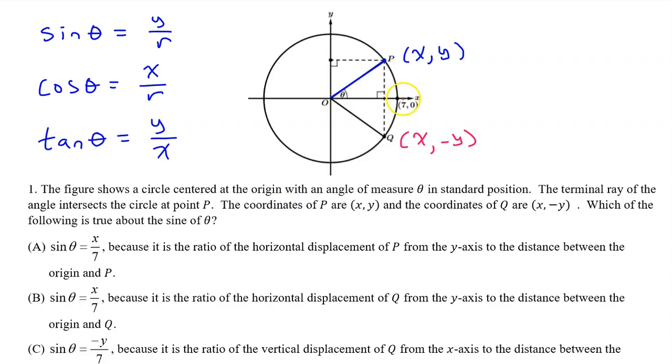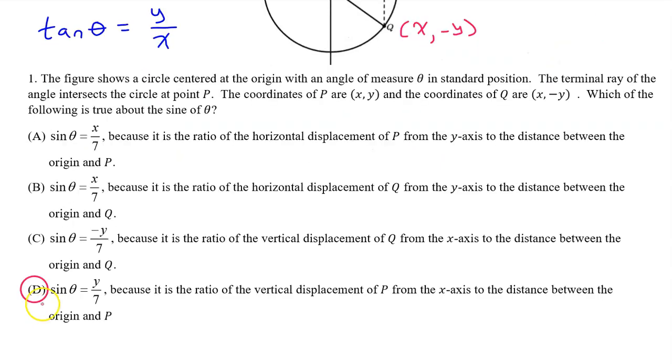First of all, because we are given this point 7, 0, we know that the radius of the circle is 7. So we know that the sine of theta will be y over 7. So the answer is D. Sine theta equals y over 7 because it is the ratio of the vertical displacement of P from the x-axis to the distance between the origin and point P, which is just a long way of saying that sine theta is equal to y over r.